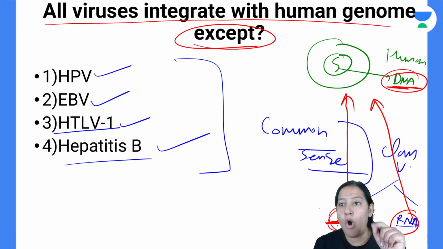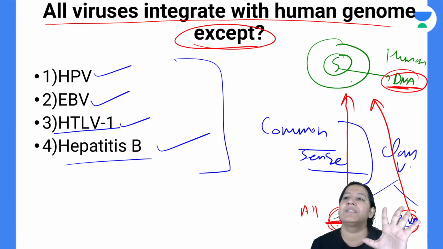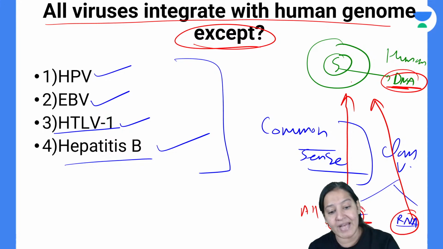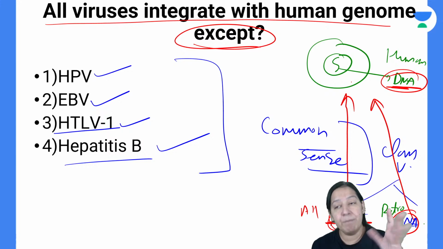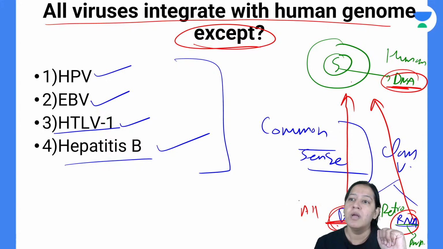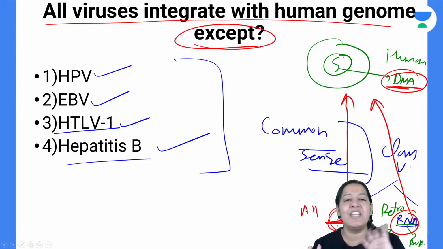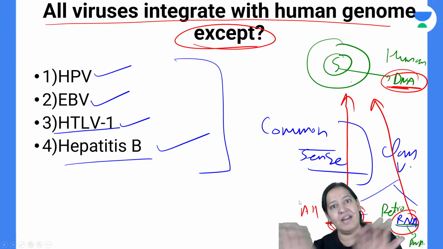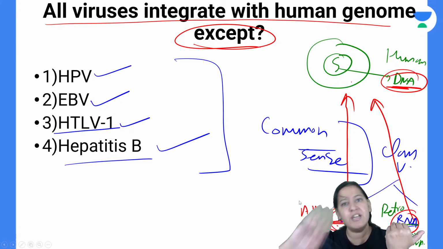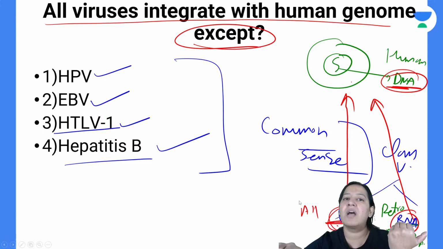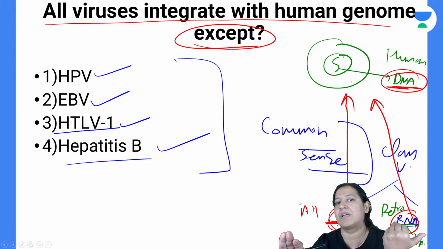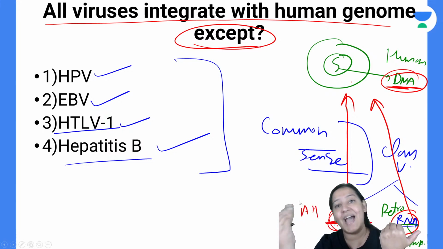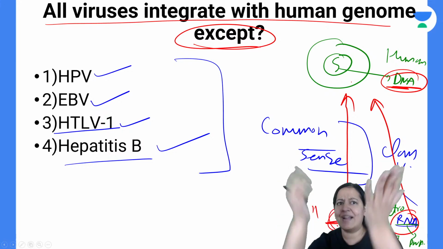So all DNA viruses will integrate with the human cell, but RNA viruses require an enzyme, reverse transcriptase. Before that, RNA is converted into DNA so that it can integrate with the human genome. An RNA virus cannot directly integrate with the human genome because the RNA virus has RNA. So DNA cannot integrate with RNA directly. Before that, RNA should be converted into DNA with the help of an enzyme known as reverse transcriptase. Once reverse transcriptase has converted it, then DNA can directly combine with DNA.